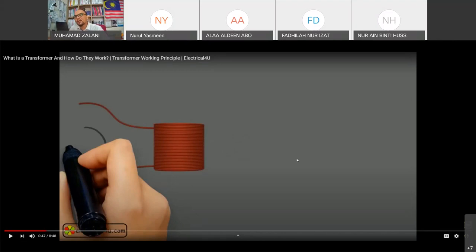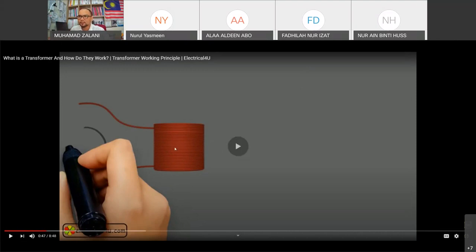So a winding is actually like an inductor. One of the electronic components is the inductor, right? It stores energy. Because of the action of the magnetic field, we can store energy through this inductor. In a transformer, we call it a winding.